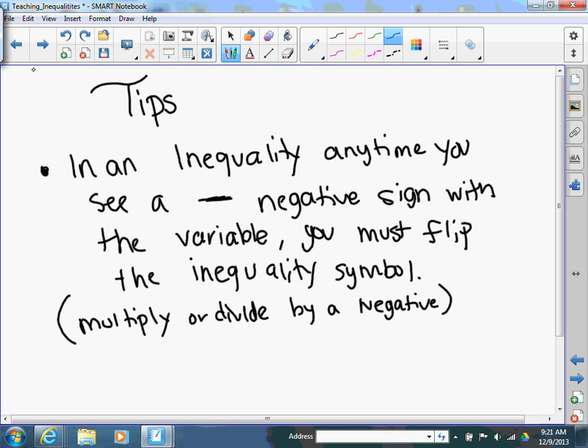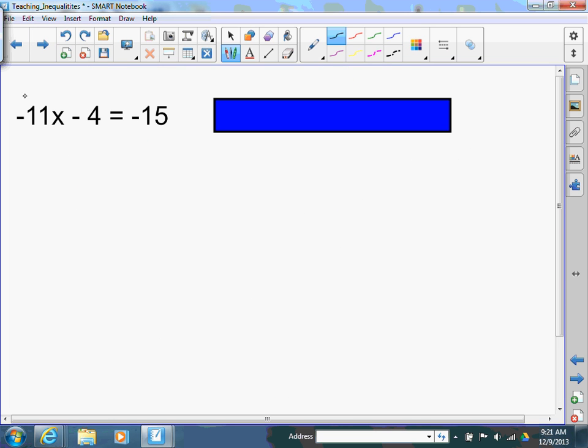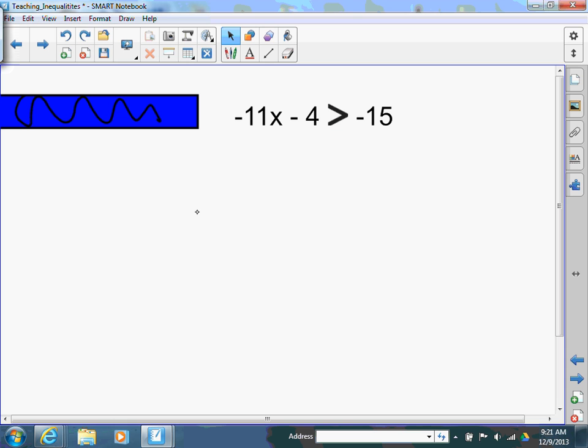Let's do another one. We're not going to worry about solving the equation. Let's just go straight to the inequality, now that you see how it's the same steps. Write this down. Negative 11x minus 4 is greater than negative 15. Is there a negative with the variable? Yes. So are we going to have to flip? Yes.